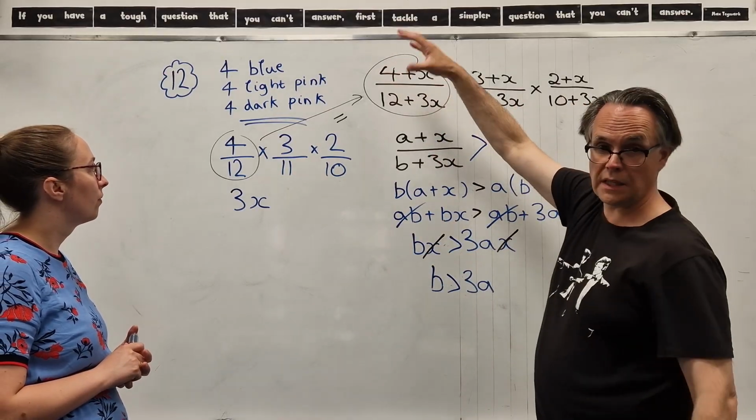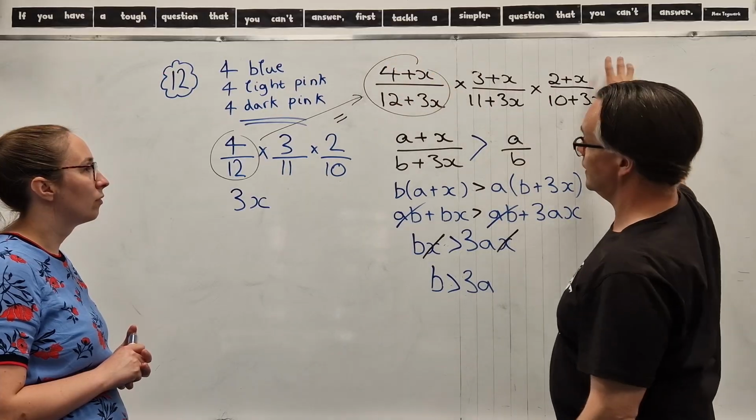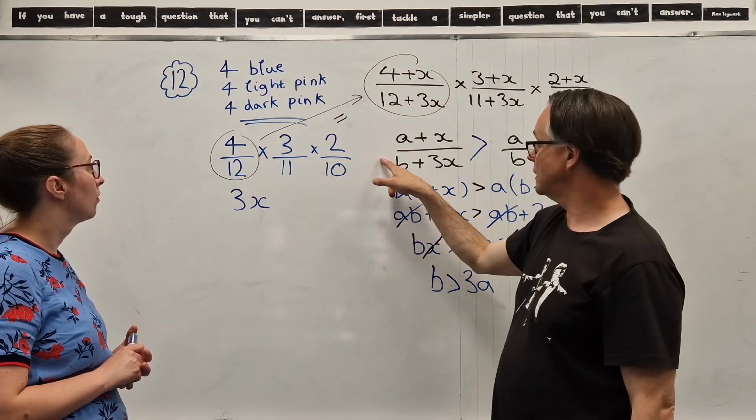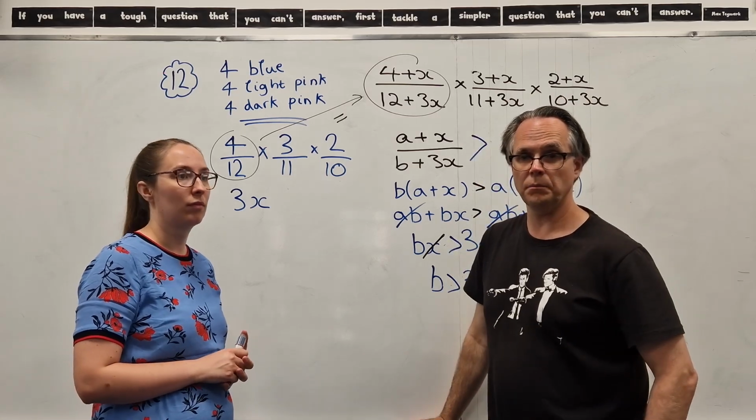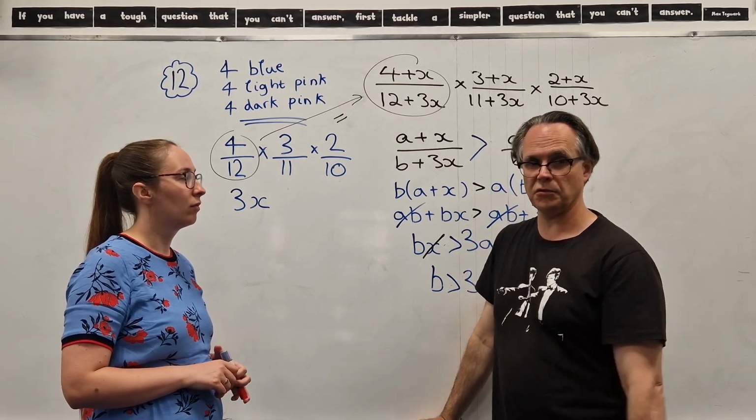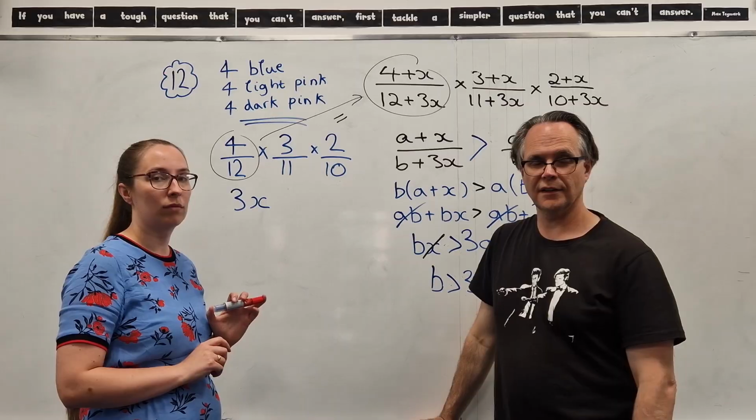So basically what this is saying is this product is bigger than this one, so the probability is higher. The probability of getting 3 blue balls out once you've added the extra ones in is higher.